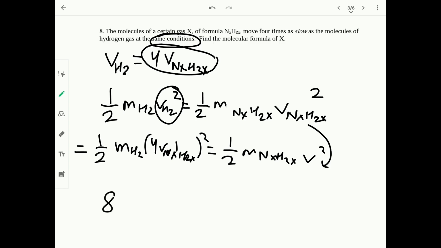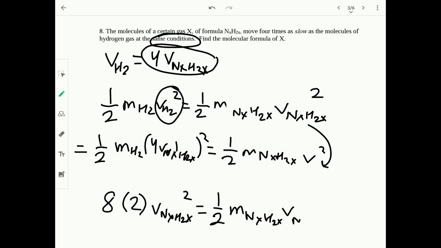So 8 times, well, what's the mass of H2? Isn't that 2? v of nx H2x, all of this squared is equal to, well, half m of nx H2x v of nx H2x squared. These two are equal, they cancel. Let's continue on the next page.